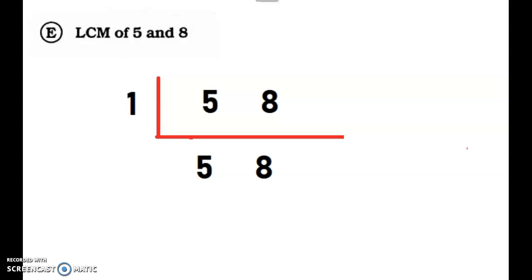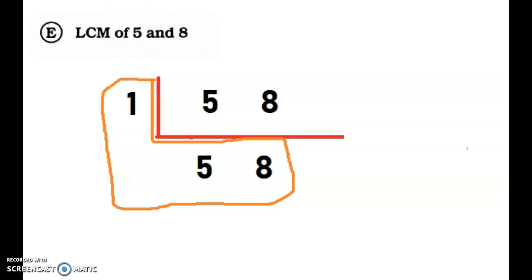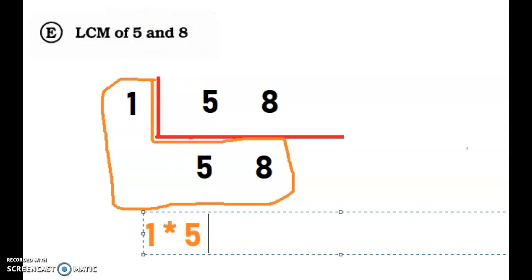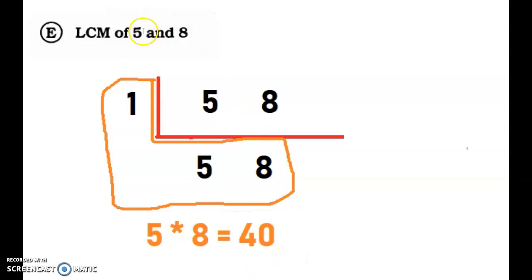And you're going to multiply by the, and I'm going to draw this. It's not going to look very good because I can't draw very well on my computer. Let me see here. You're going to draw your L, right? Because I'm multiplying these numbers right here. So when I do that, I have 1 times 5 times 8. And really, you can skip that 1 because it's a little bit distracting. Anything times 1 is going to be itself, so I can just get rid of the 1. So what's 5 times 8? That's 40, right? So that's my answer for E. The LCM of 5 and 8 is 40.